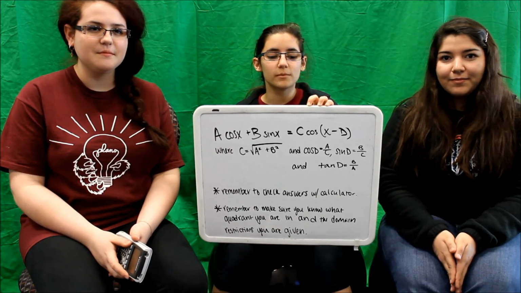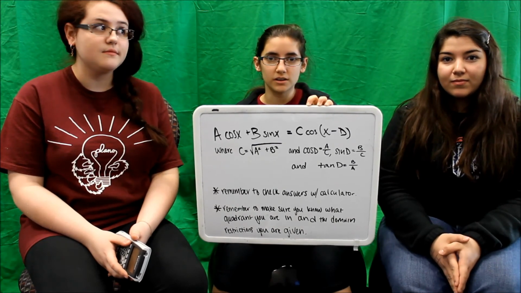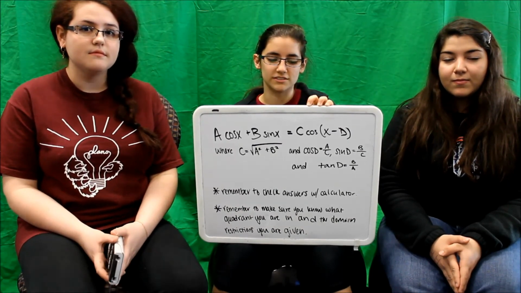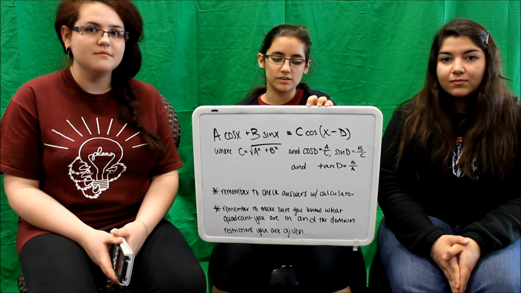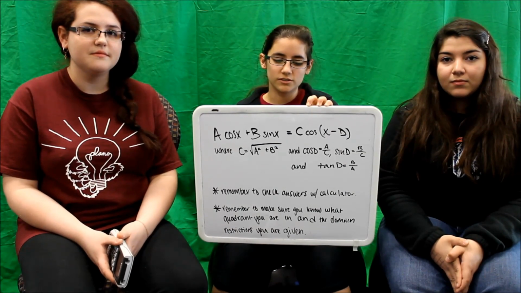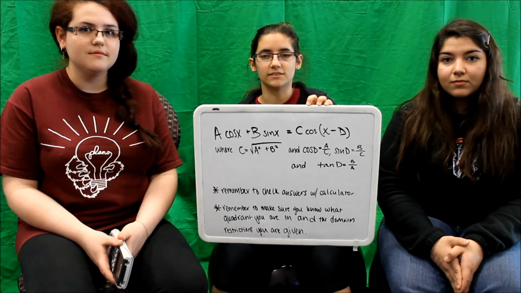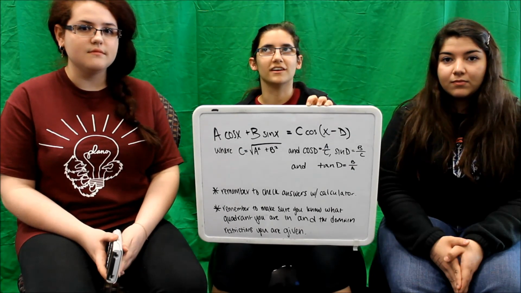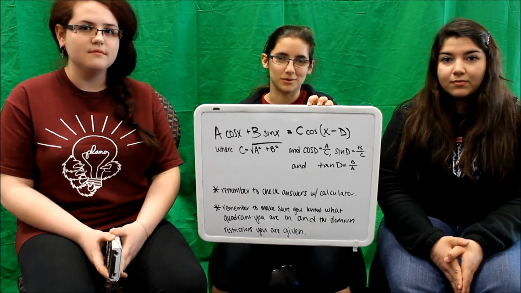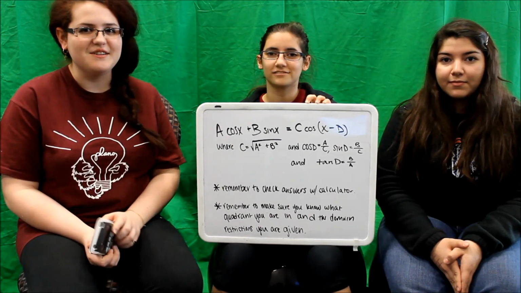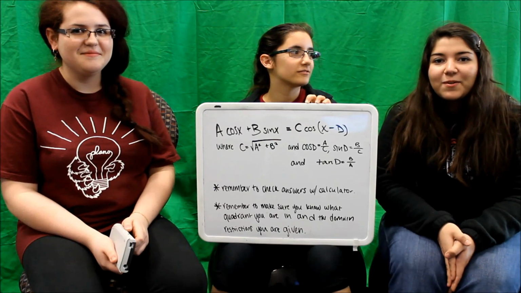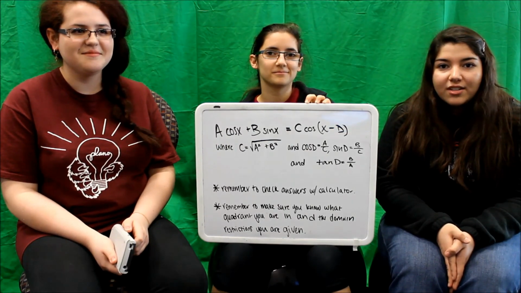A good rule to remember is a cosine x plus b sine x is equal to c cosine of x minus d, where c is equal to the square root of a squared plus b squared, and cosine d is equal to a over c, and sine d is equal to b over c, and tangent d is equal to b over a. And remember, you can always use your calculator to check your answers. Also make sure to check what quadrant you're in and what domain restriction you were given.